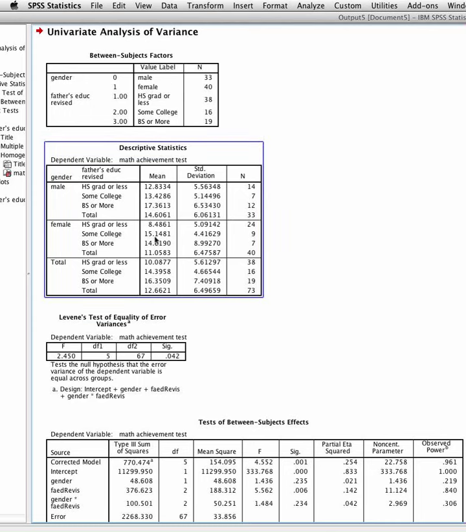And then the same thing for females. This total is the average math achievement score for females. And then we have the average math achievement scores for females by high school graduation or less, some college, BS or more. Then here for the total, this is the average for math achievement for all students, regardless of father's education level.